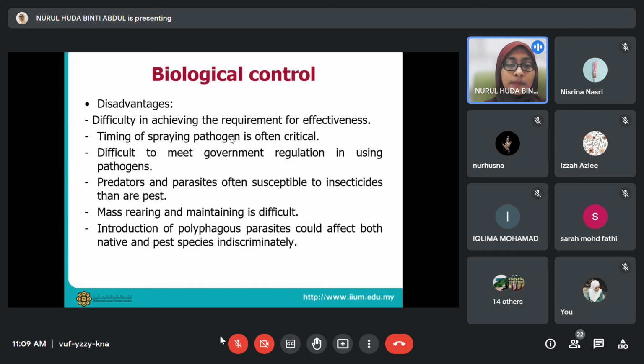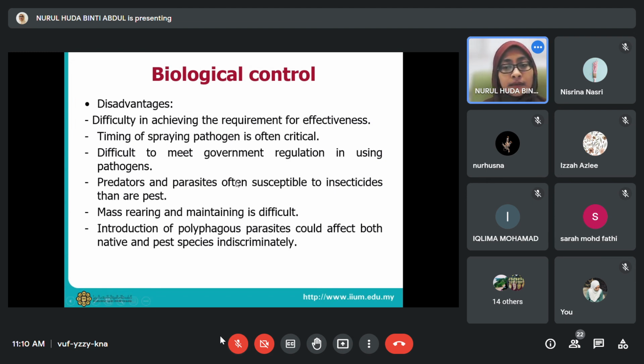And then also mass rearing and maintaining is very difficult. So you imagine you want to mass rear for example the predator in the lab. Okay, bila kamu nak mass rear, you have to have food. Kan, maksudnya predator ni of course dia nak kena makan, and then you have to produce the pest as well because pest tu adalah food for the predator. So usually mass rearing and maintaining is very difficult. Okay, but some of the predator it can be done lah in the lab.